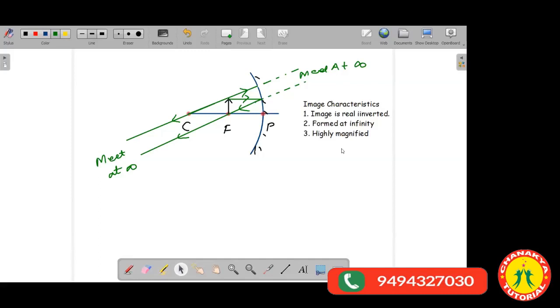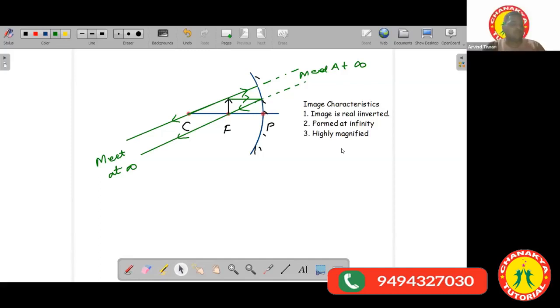Sir, please don't erase, sir. I hope you have understood. Yes, sir. So this one is your object at F. Sir, please don't erase, object at F.